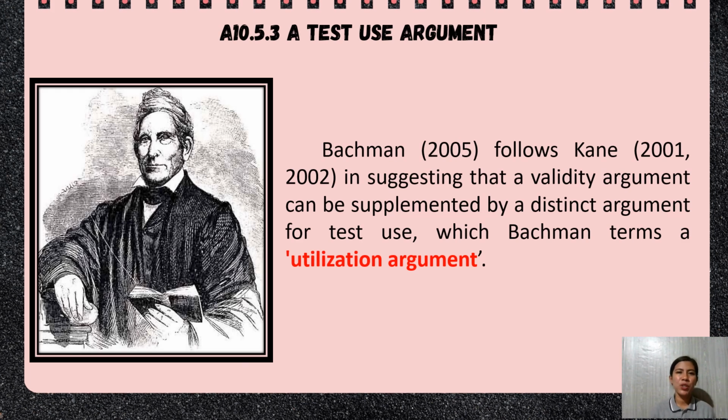Now let's proceed to A10.5.3, a test use argument. Bachman 2005 follows Kane 2001-2002 in suggesting that a validity argument can be supplemented by a distinct argument for test use, which Bachman terms a utilization argument.